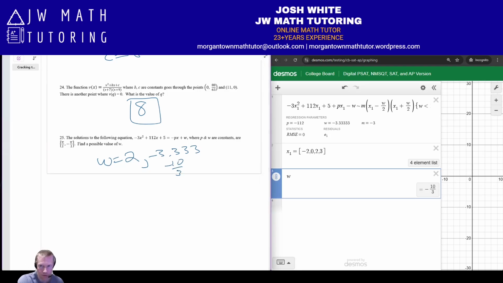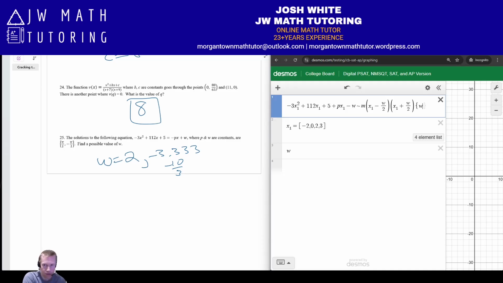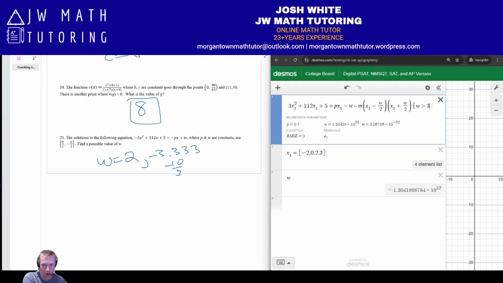Now, just a piece of advice. Let's say you try to go the other way, okay? So like our original answer again was 2, and now let's say I tried to go w greater than 3. So here's the problem. Notice it gives you these gigantic, to the 52nd and negative 52nd. Those are obviously wrong.